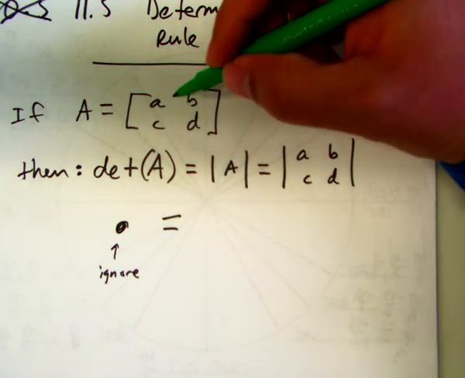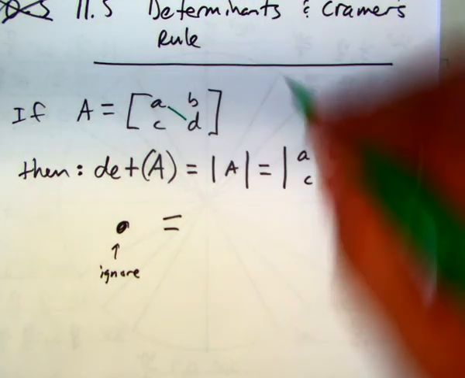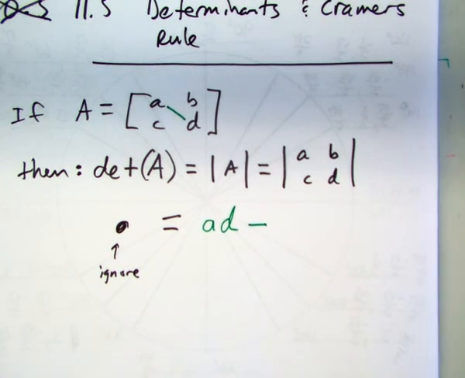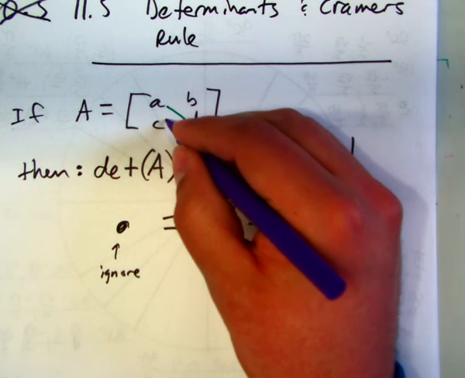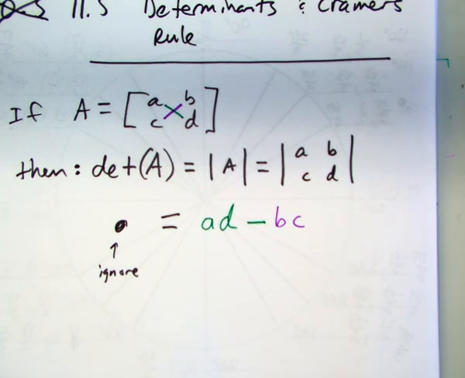Okay, so to find the determinant, all you do is take A times D, and then you subtract the other product of the diagonal, B times C. Okay, this is the definition for a 2 by 2 determinant. It's an easy calculation to do. Here is 1, not 5 examples.